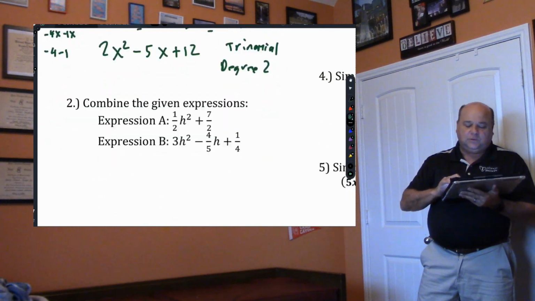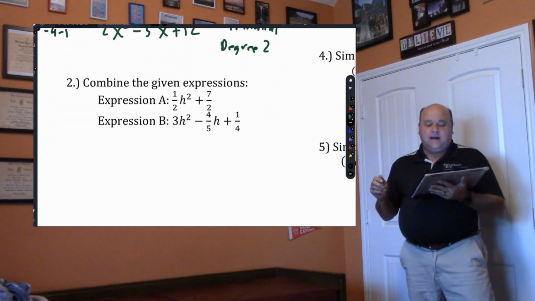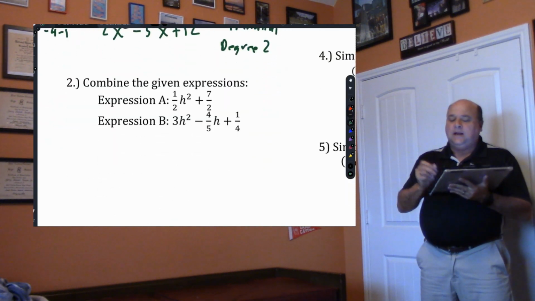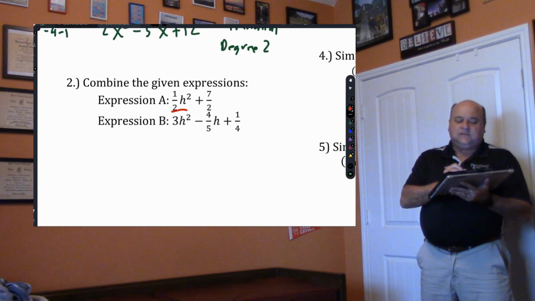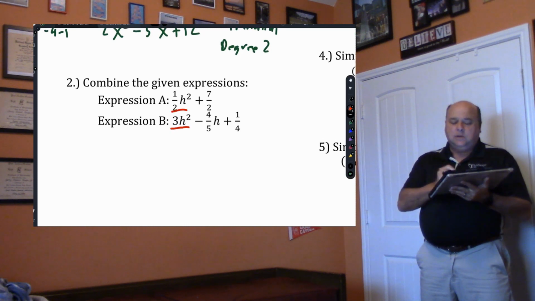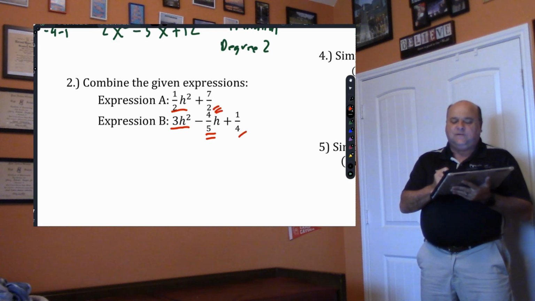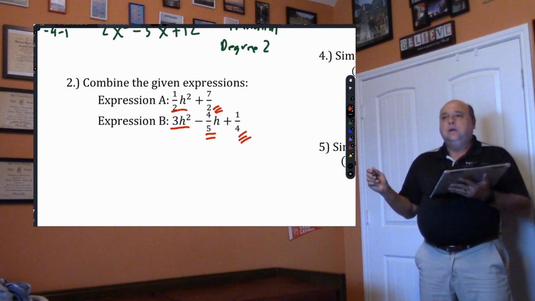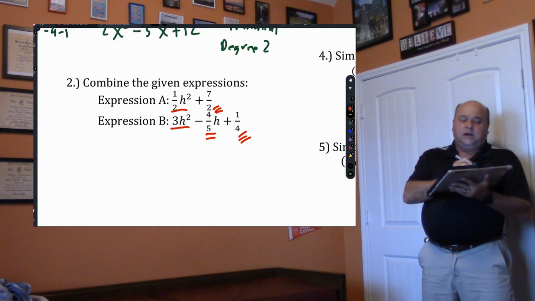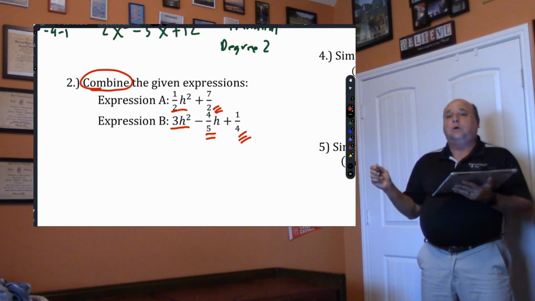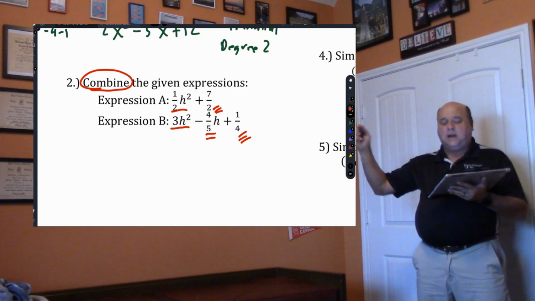Okay, let's go to the next one, number 2. We're going to combine these, so I'm going to leave this in the order. I'm going to single underline the h squares, double underline the h, and triple underline the 7 over 2 and the 1/4. We're going to combine these expressions, so we're just going to group the like terms.